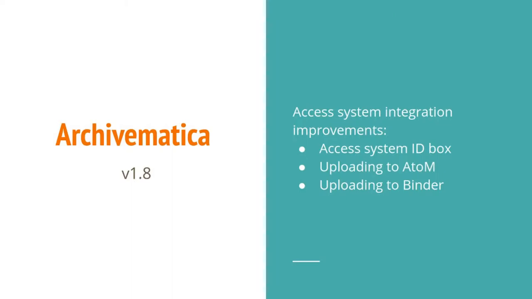Today we'll be looking at a new feature in Archivematica 1.8, the Access System ID box, which helps to demonstrate the integration between Archivematica and these two access systems. Then I'll demonstrate how to use the Access System ID box to upload materials to Atom and to Binder.